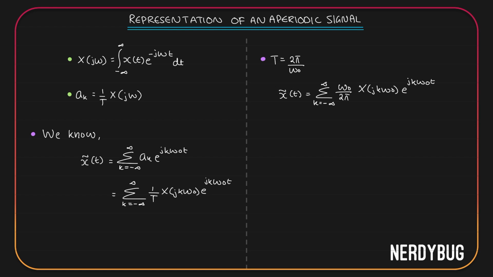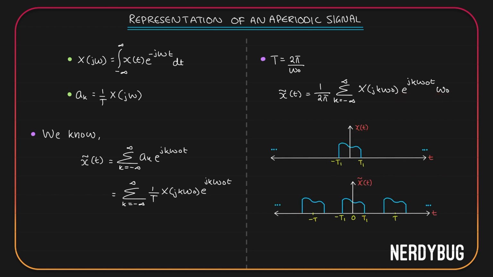Let's rearrange this equation a little bit. I'll take omega naught from here and keep it here. Now I have a 1 by 2 pi which is a constant. It can come out of the summation. So x tilde of t is 1 by 2 pi summation from k equals minus infinity to infinity x of j k omega naught e raised to j k omega naught t omega naught.